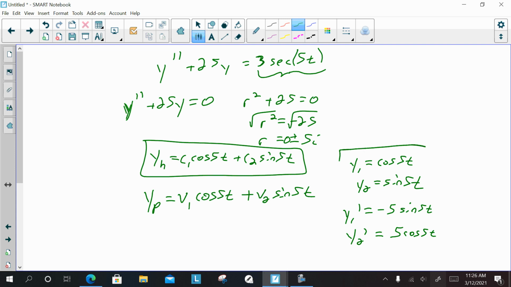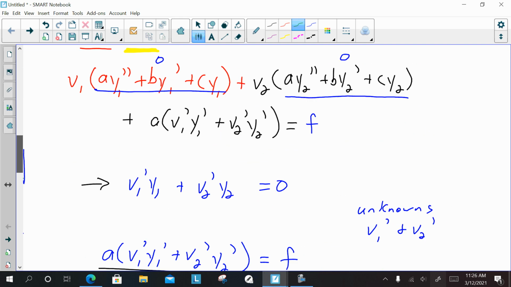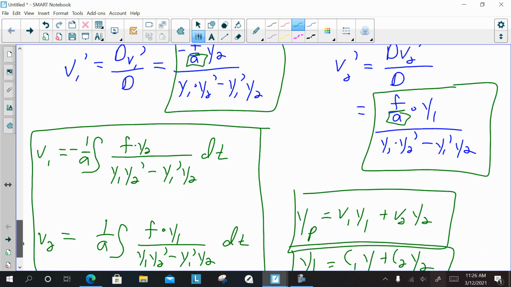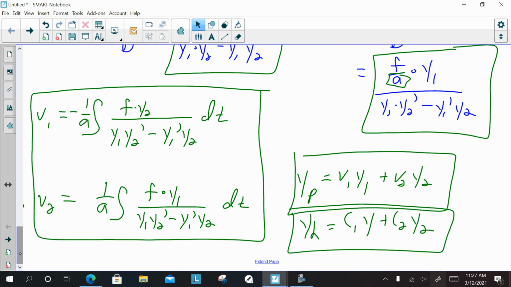So we're going to take those pieces and remember that f for us is 3 secant 5t. We also need a. A is the coefficient of y double prime. So in this case, that's 1. So with those pieces and these formulas, we should be able to find v1 and v2. So let's see if we can copy these formulas over.